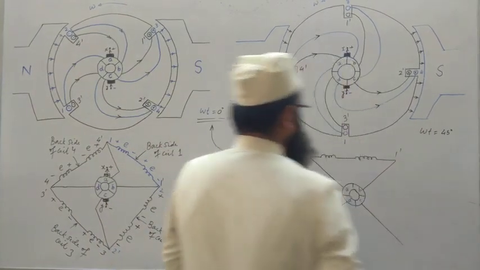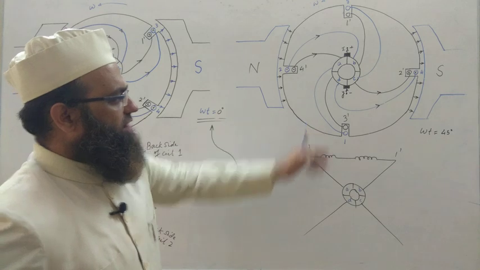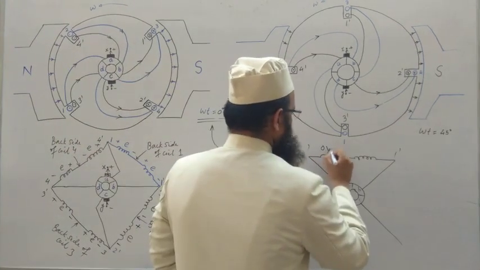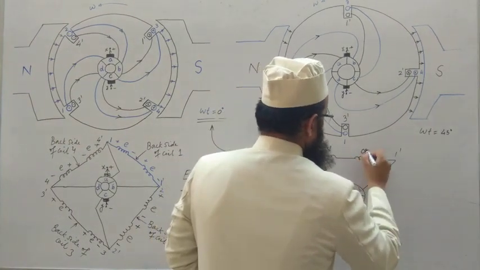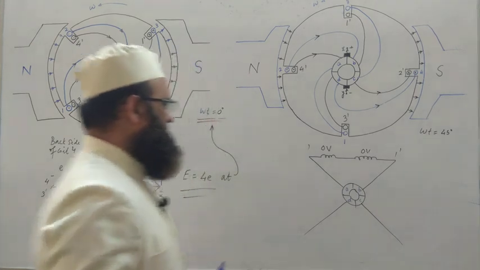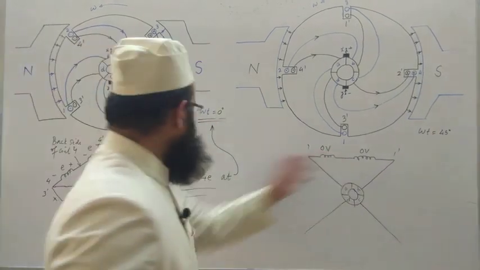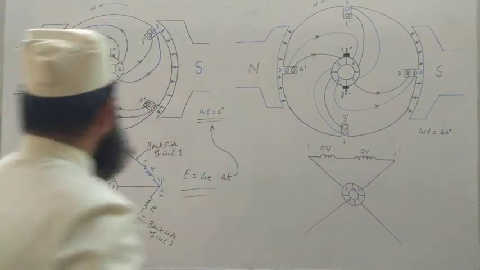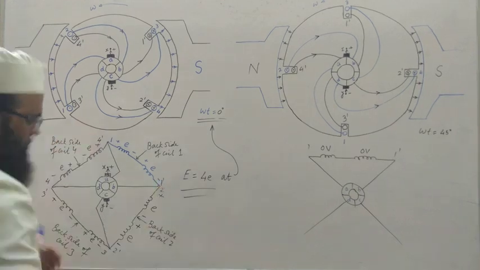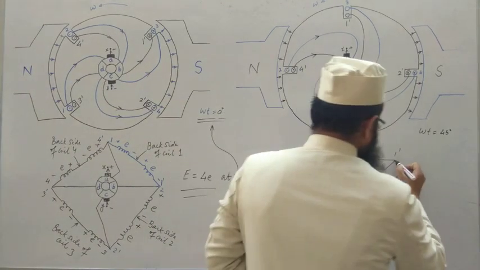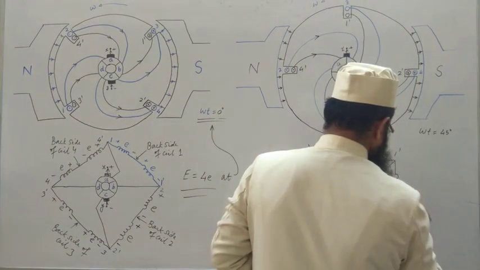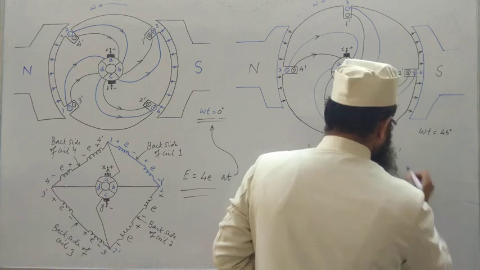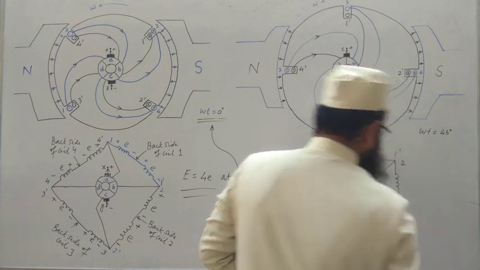dash. So what will be EMF induced in coil 1? 0 volt. Right here 0 volt. Right here also 0 volt. This is back side of coil 1, already written here, right? So 1 dash, then 2 dash. So make this. So this is 2 dash.